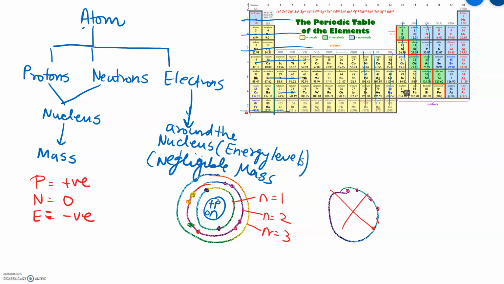The closer the energy level is to the nucleus, the less energy it has. If we look at this atom right here, N is 1, N is 2, N is 3. Energy level 3 has more energy than energy level 1. So the closer the energy level is to the nucleus, the less energy it has.